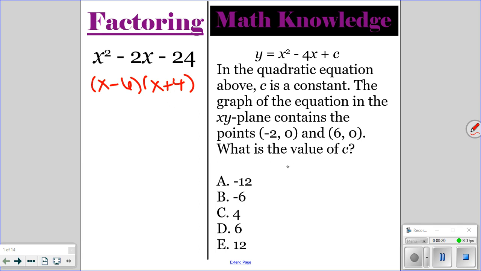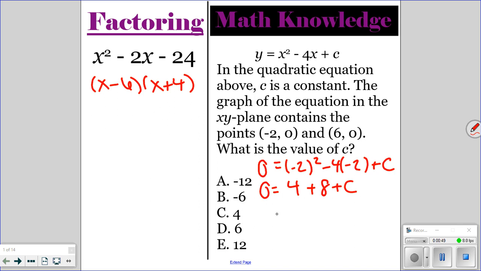For the math knowledge question, it asks us for the c value, and it tells us that we have these 2 points. And so you can just plug these two into your equation. So when our y equals 0 here, our x value is negative 2. And so we end up with negative 2 squared is 4 plus 8 plus c. So that would give you a c value of negative 12.